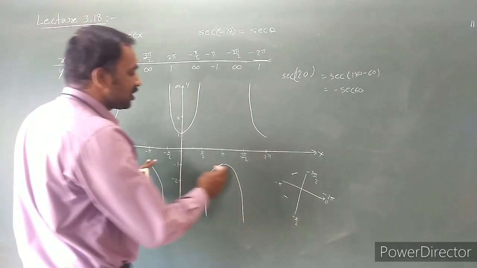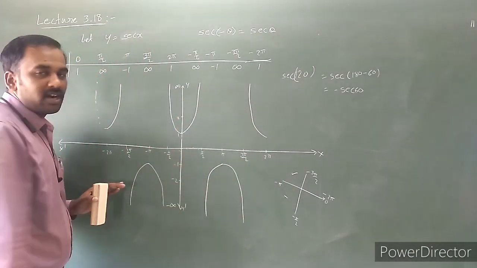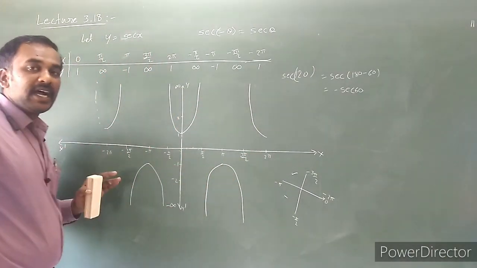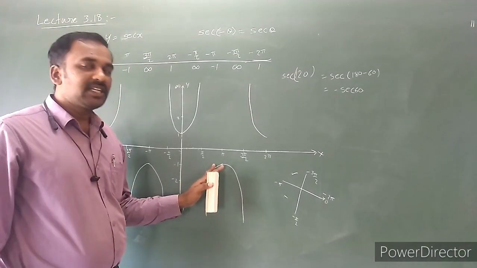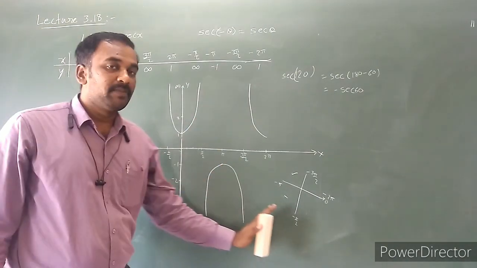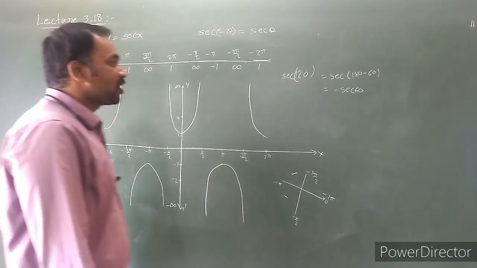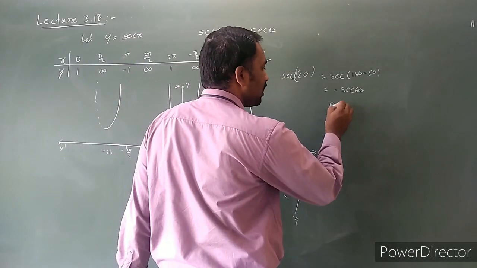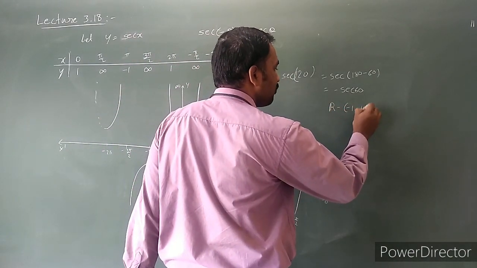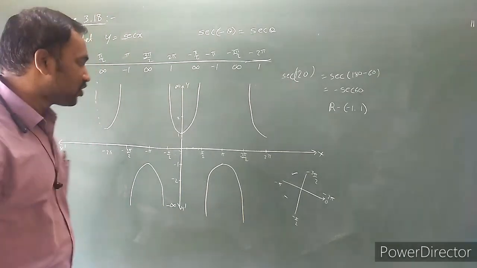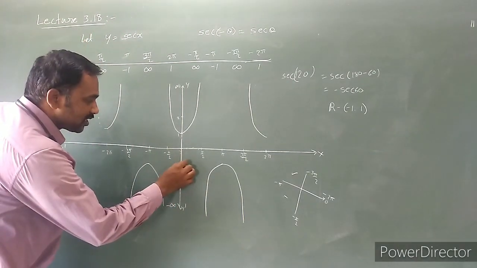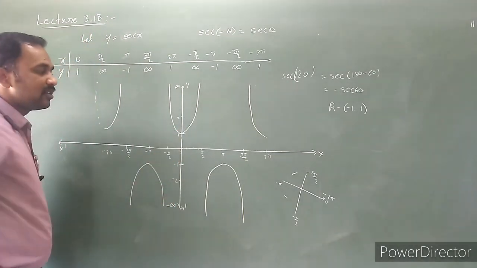Domain. Domain is all the real numbers except the odd multiples of pi by 2. Range. What is the range of the sec function? All the real numbers except the open interval minus 1 comma plus 1. Check it. Minus 1 is here, plus 1 is here.